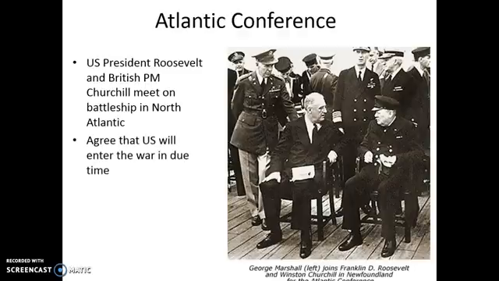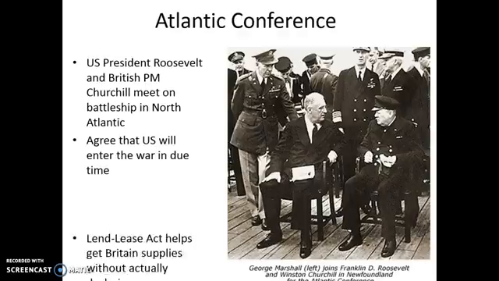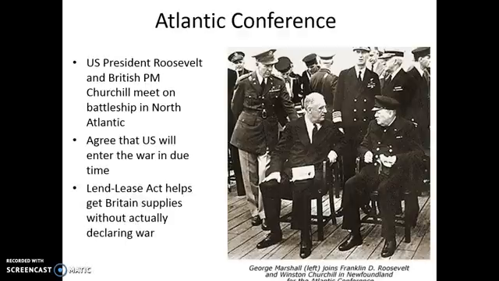One of the agreements that they make is that it will be a little while before Roosevelt can convince the American public and Congress to go to war, but that we will step in and we will aid the Allies. And in the process, before we can formally declare war, Roosevelt's going to come up with ways to help the British without actually declaring war. And one of the key ways that he does that is through the Lend-Lease Act, which you also saw in the class video on Roosevelt.